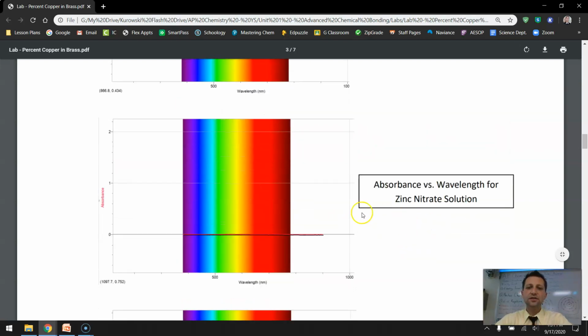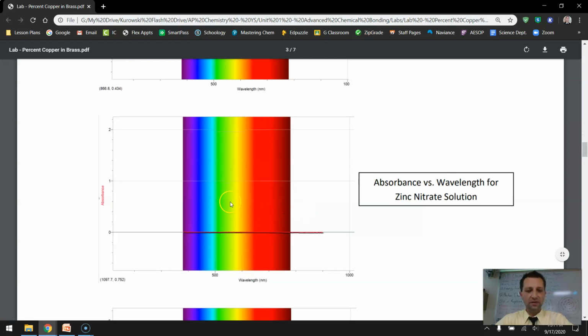Zinc solutions are clear. There's some information about that in your pre-lab as to why, but think about the electron configuration for zinc. And look, its absorbance is 0 all the way through the visible spectrum. There's a couple of lab questions about that.